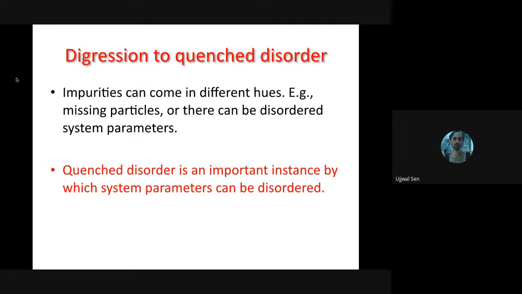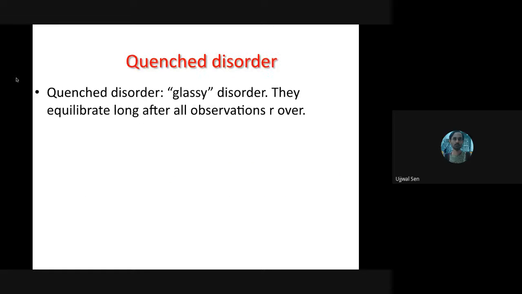And what is quenched disorder? This is what we will discuss now. It's usual to call quenched disorder also glassy disorder. So what is the meaning of this word, glassy or quenched? The point is that these disorders equilibrate long after all the relevant observations are over. So I am making some observations on a system, and that system has some disorder. That disorder will equilibrate after a long time, but that long time is much longer than all my observation times.